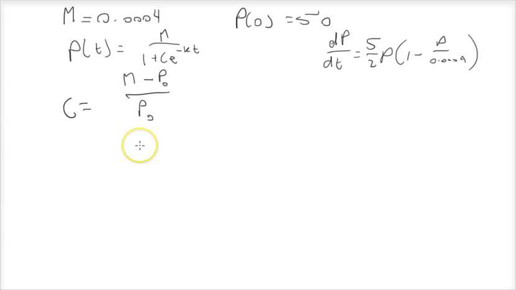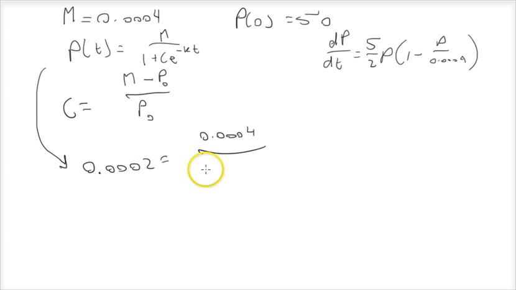Alright, so here we've written out all the information we know. We've written out our general solution, we've written out our solution for C, and so what we want to find is when the population is half of the carrying capacity. And so half of 0.0004, so we want to know when it's 0.0002, and so that's going to be 0.0004 over 1 plus C, we'll figure that out here, times e to the negative k. What's k? Well, we've got the k right here. The k comes out of the equation, so it's negative 5/2 t. So let's come out here, let's solve for c.